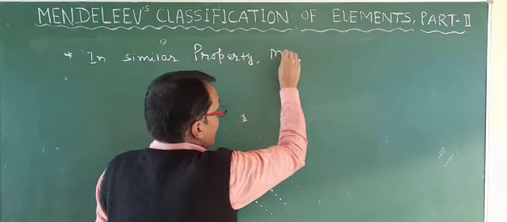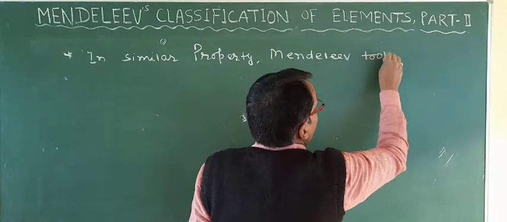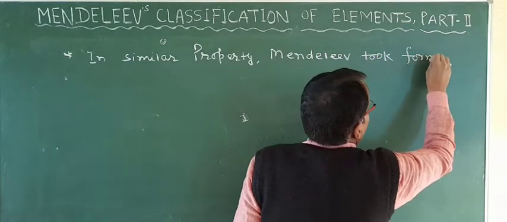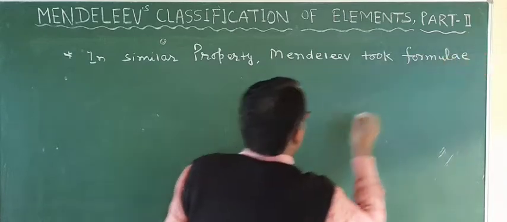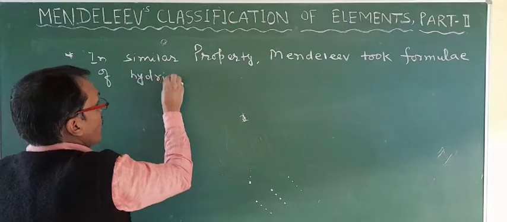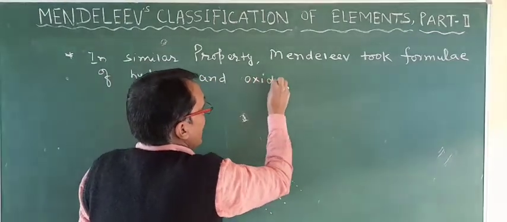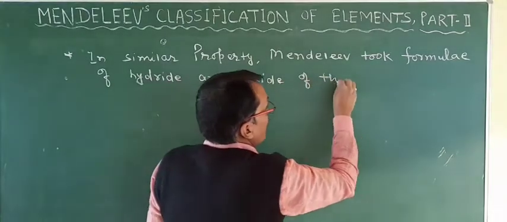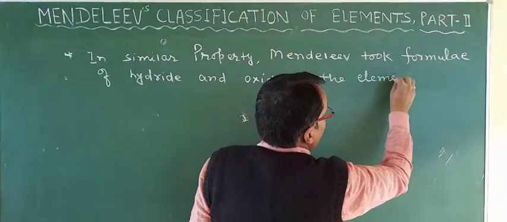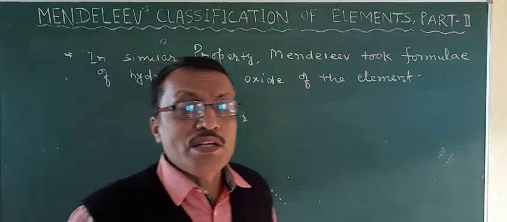Mendeleev took the formulae of hydride and oxide of the element.